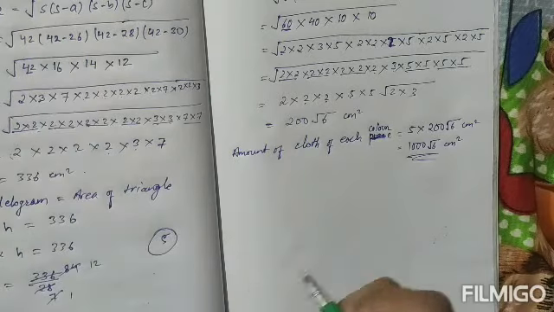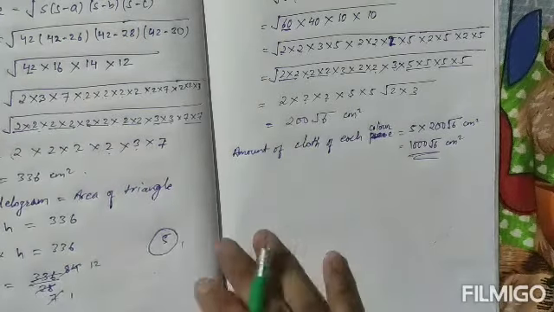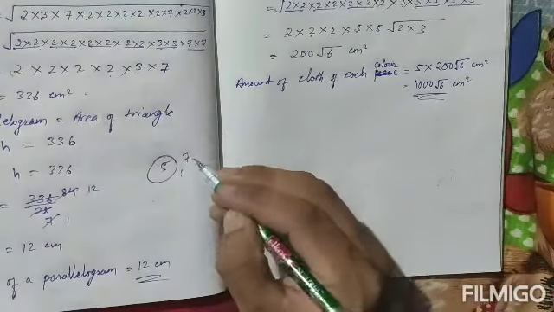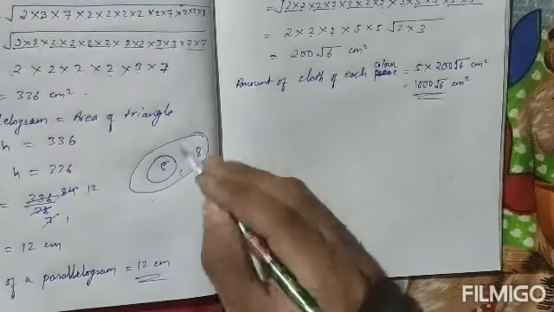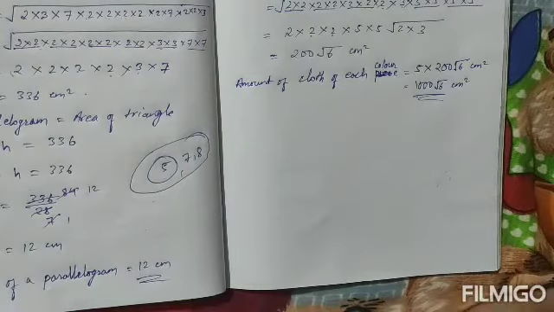So this is how you will do it. Now question number 5 was already your homework. So I want you to do 7 and 8 also as your homework. So it makes a total of 3 homeworks.